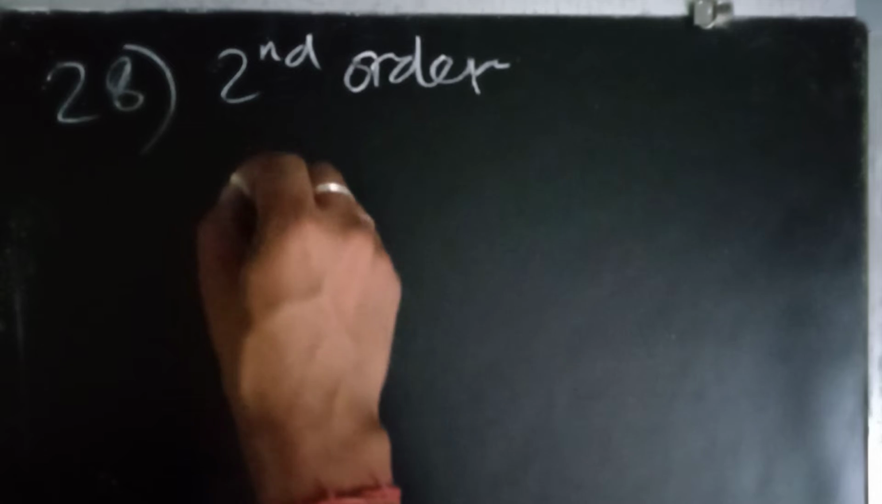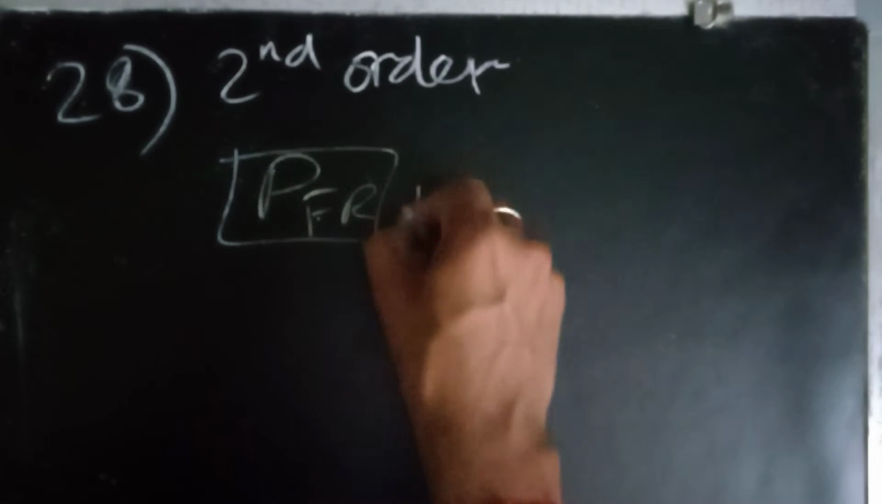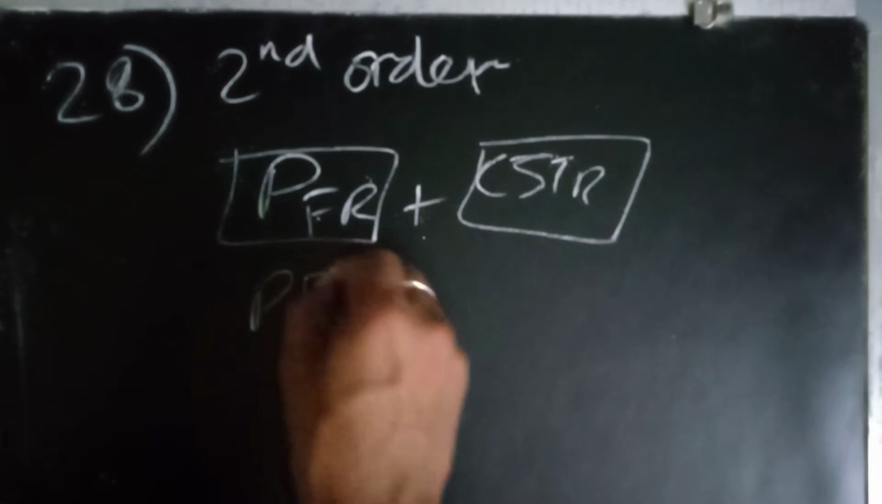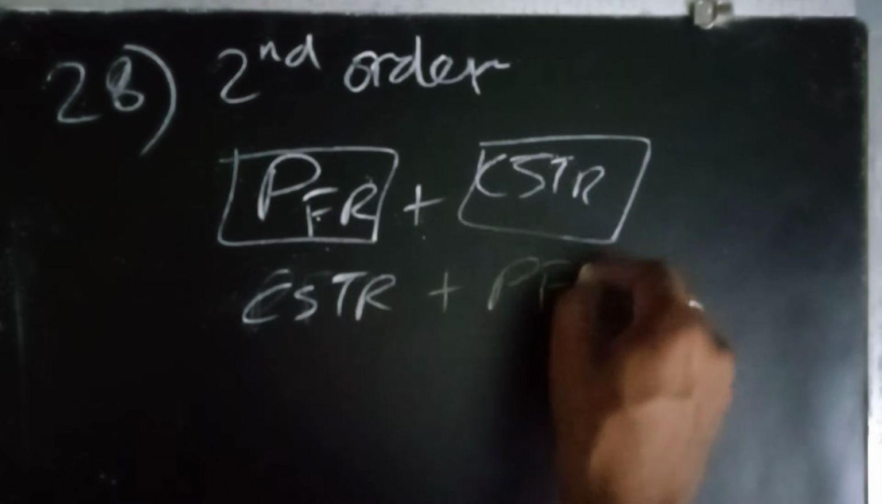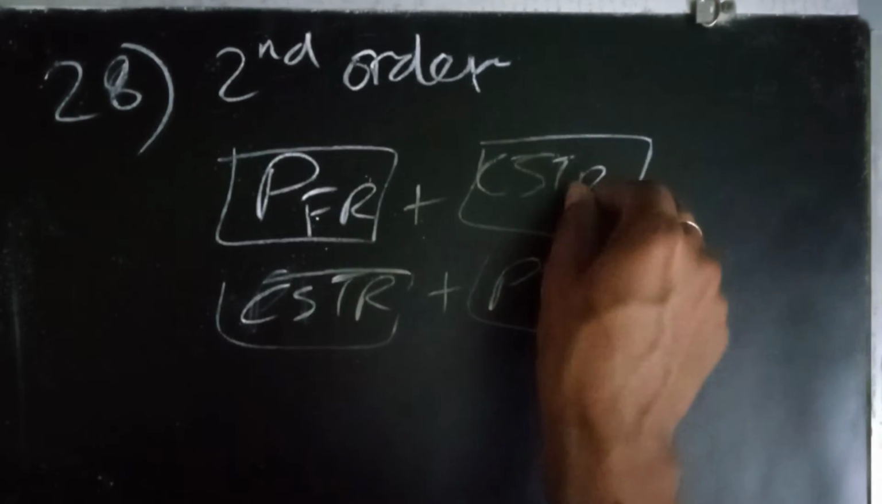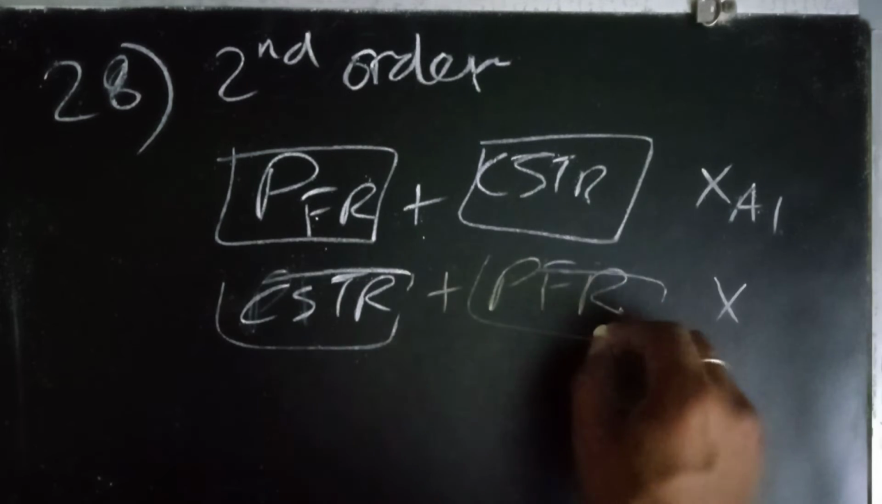Next, question 28. It was given a second order reaction, and in this reaction it was quite interesting that we have a PFR plus CSTR and a CSTR plus PFR. So first PFR, then CSTR, what will be the conversion, like XA1, then CSTR plus PFR.